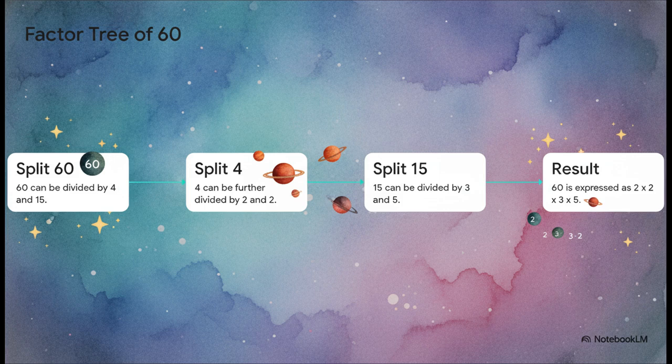Step 2, we split 4 down into 2 and 2. Perfect, those are prime. Step 3, we split 15 into 3 and 5. Also prime. So for our final step, step 4, we just collect all those bottom-level prime numbers. The prime factorization of 60 is 2 times 2 times 3 times 5.